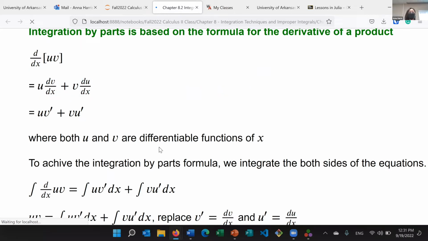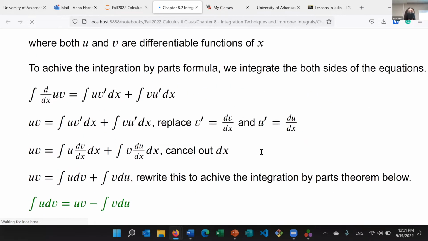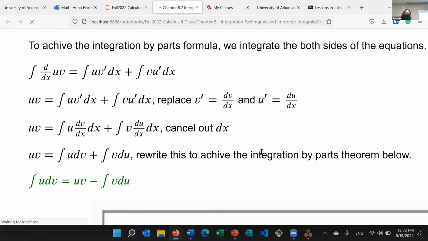Now both u and v are differentiable functions, which means they are continuous functions. Now I'm going to rewrite this by taking the antiderivative of each expression. Then derivative and antiderivative cancel out, so you just have uv.